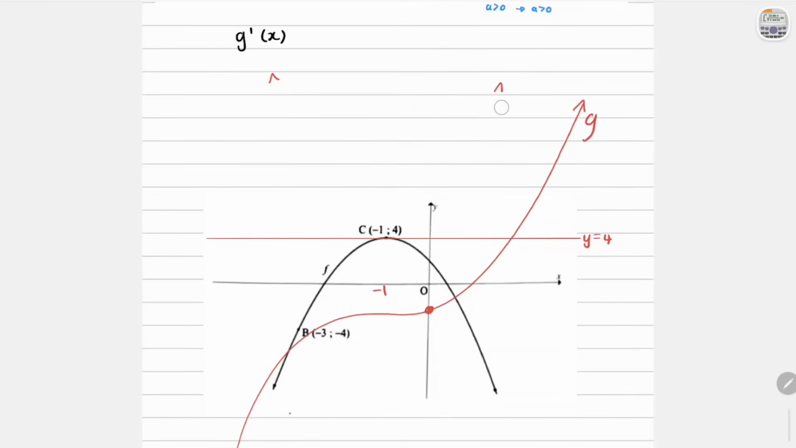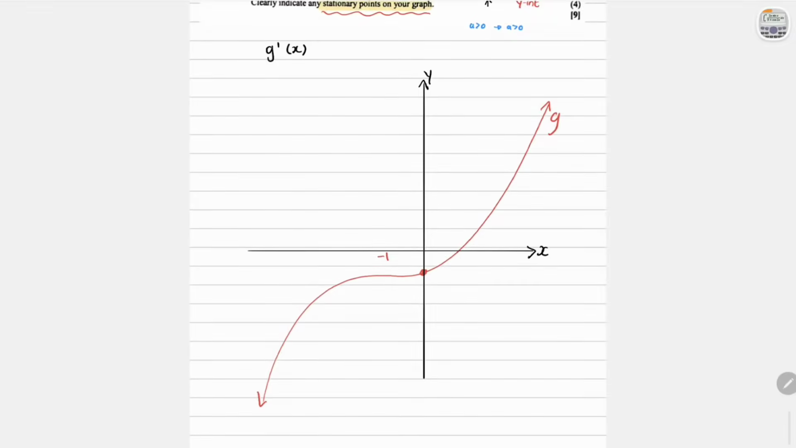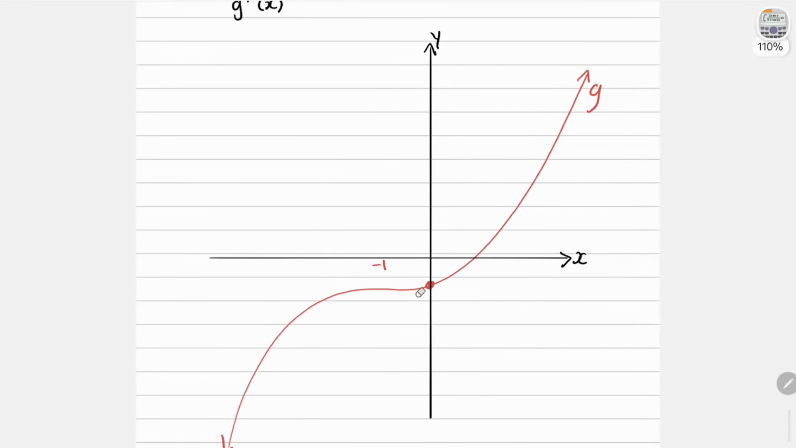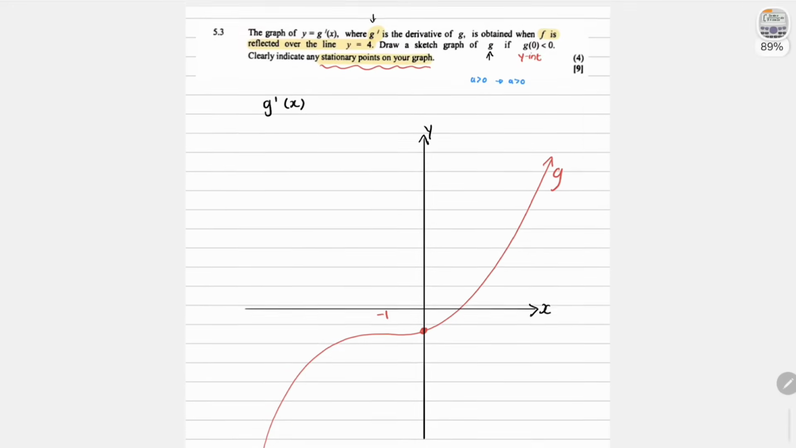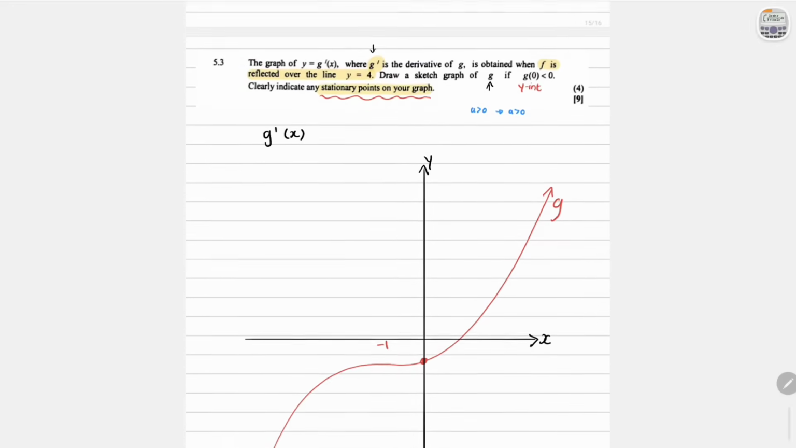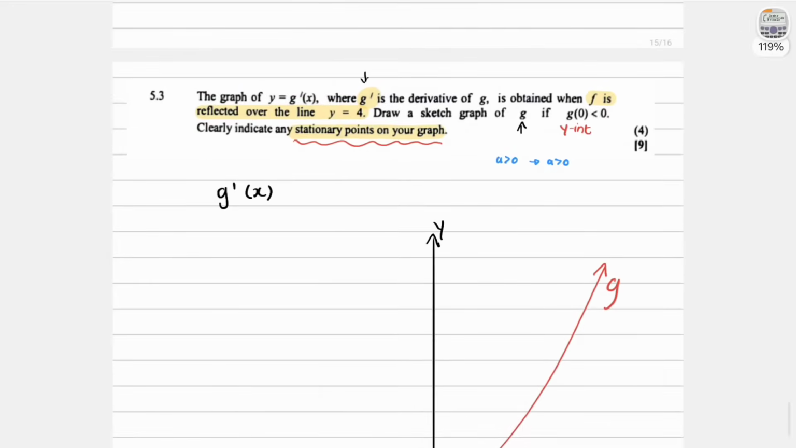So let me actually just clean this up. So we only put what they asked us for. Okay, so that's what it looks like. Just have the x and y axis, that's negative, and it just goes like that. Okay, so that is it for that question. And that concludes it for question 5. And then we move on to the last part of functions, which is question 6.